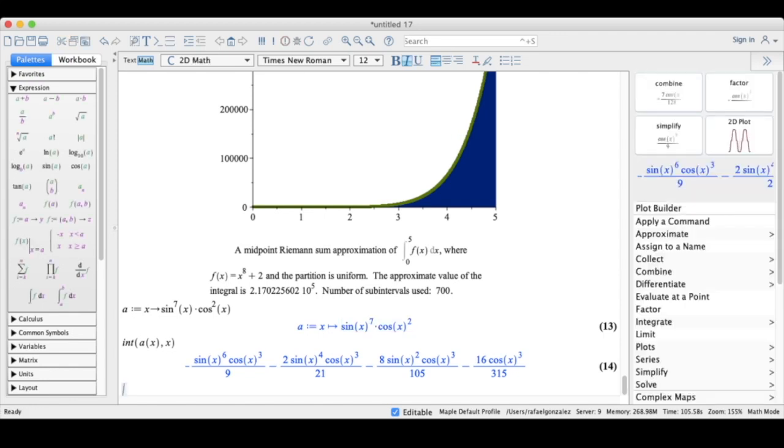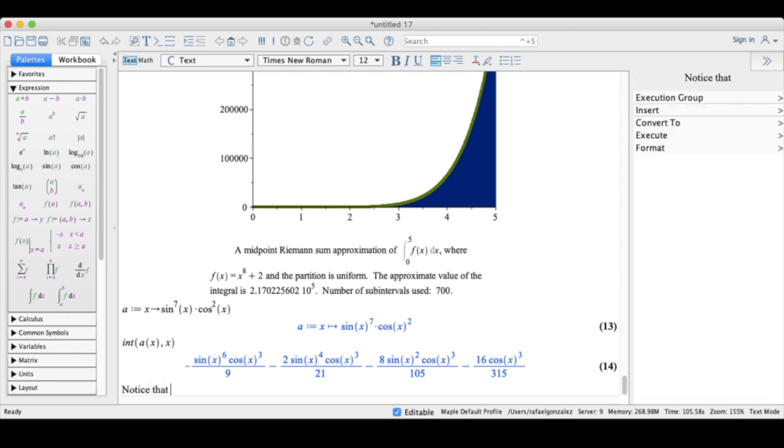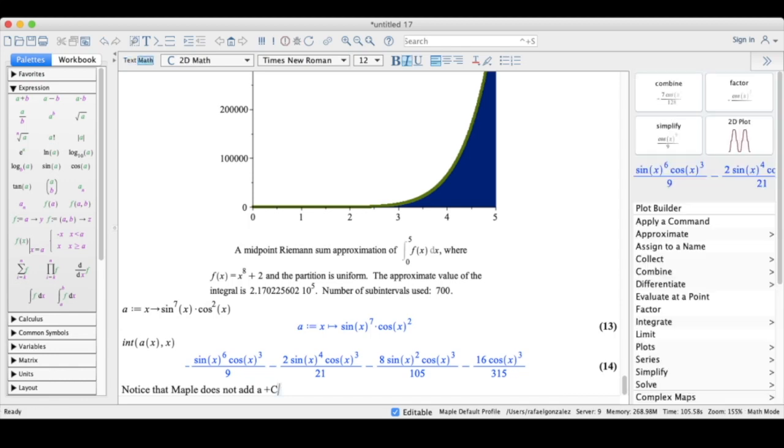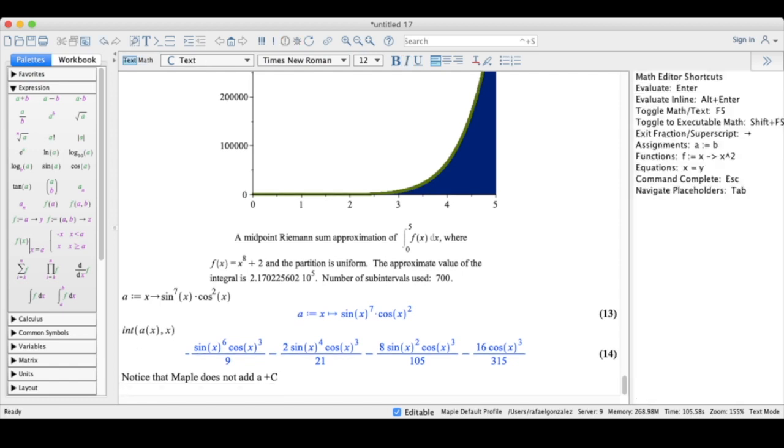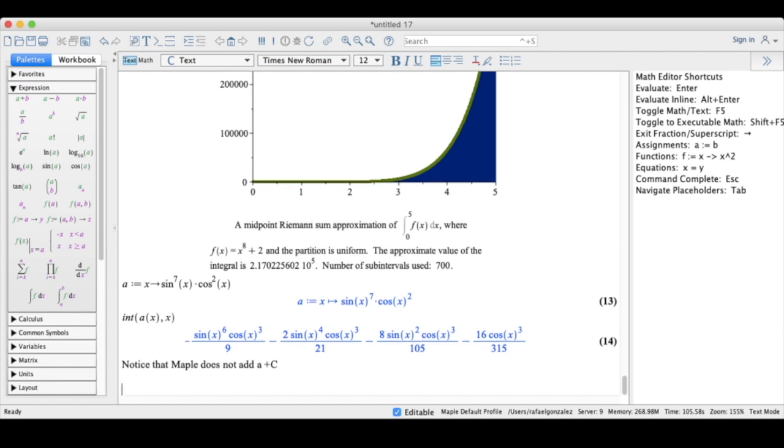That is something important that I should pause and mention. Notice that Maple does not add a plus c. From your lecture, you should know that every time we take the derivative of a function, all of the constant values disappear.